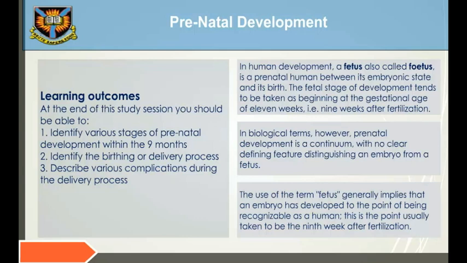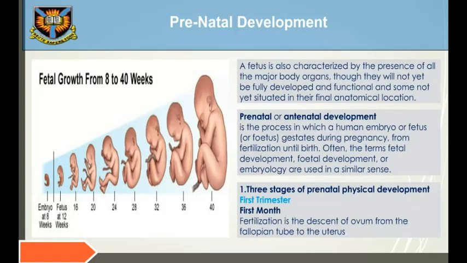This is the point usually taken to be the 9th week after fertilization. A fetus is also characterized by the presence of all the major body organs, though they will not yet be fully developed and functional, and some not yet situated in their final anatomical location. Prenatal or antenatal development is the process in which a human embryo or fetus gestates during pregnancy from fertilization until birth. Often, the terms fetal development or embryology are used in a similar sense.